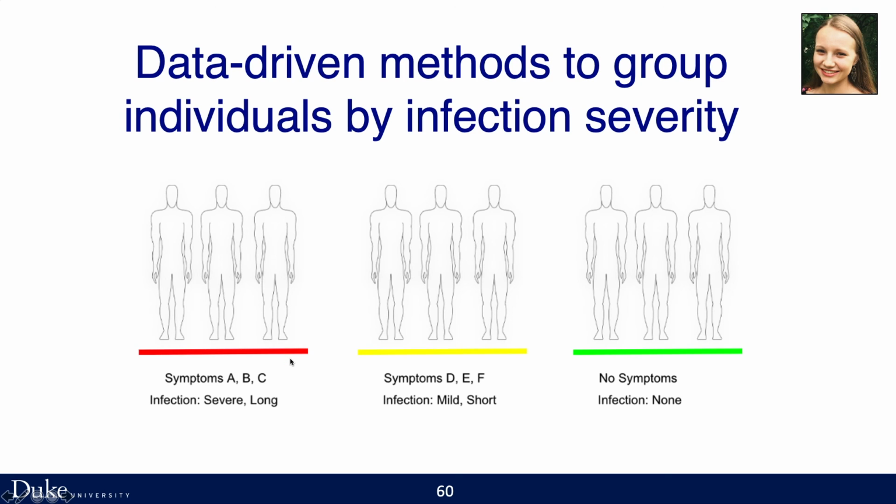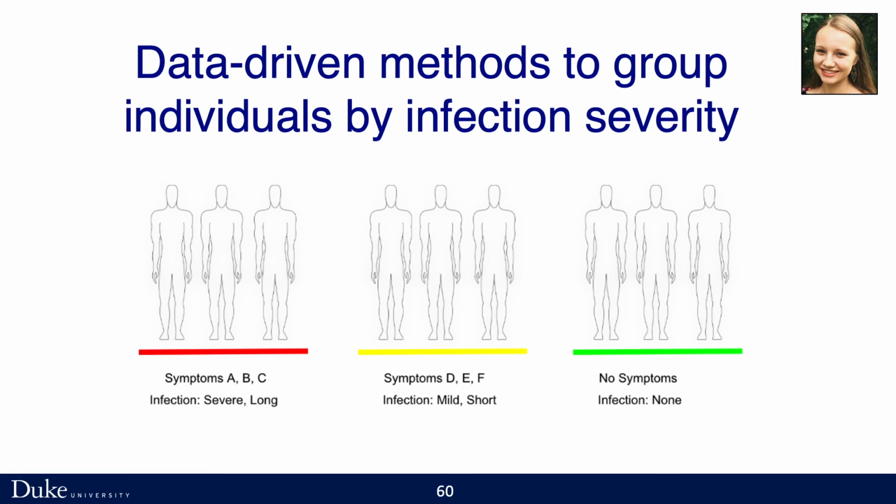So using a similar method to what I had mentioned earlier, this functional clustering, we've actually been able to use data-driven methods to group individuals by infection severity. And so what we found was that when we encode the subjective and objective symptoms and the clinical measurements of illness, so the RT-PCR data for infection positivity status, we see that we can actually discern 3 groups.